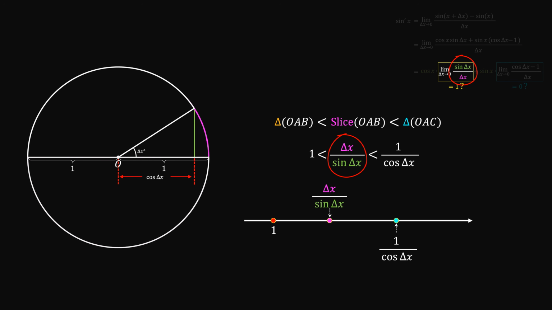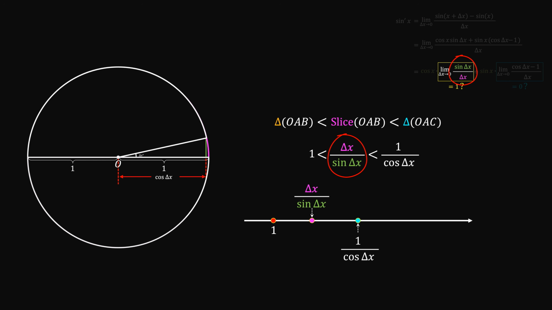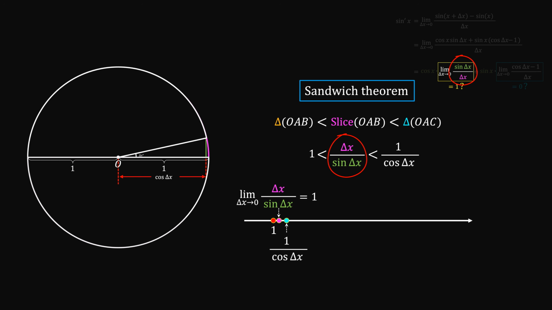What will happen when the angle approaches 0? Inverse cosine will get closer and closer to 1. So this ratio has to go along as well, because it's sandwiched in the middle. Hence, the limiting value of this ratio is 1 as the angle approaches 0. This is the sandwich theorem you can use to prove limits.